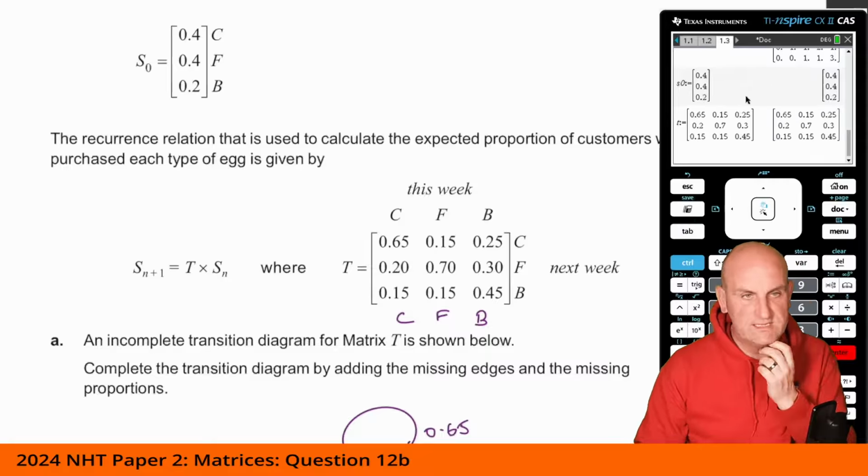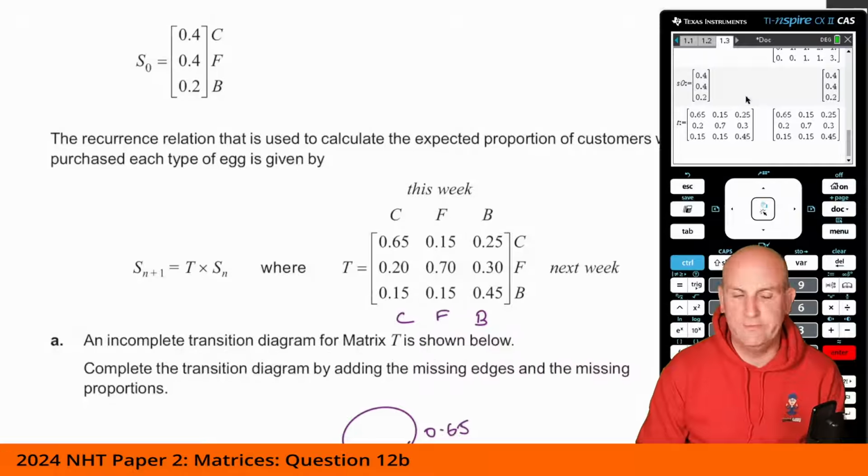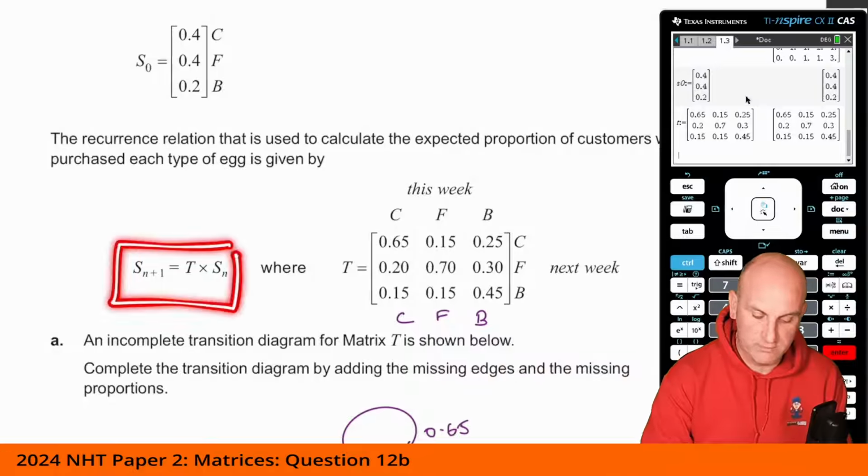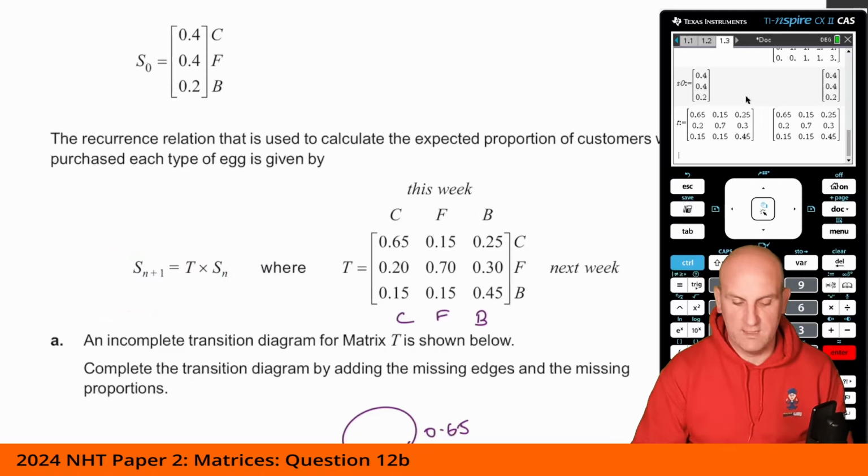Now, I always check these because I've made mistakes before, and I don't want to do it again. 0.65, 0.15, 0.25, 0.2, 0.7, 0.3, 0.15, 0.15, and 0.45. Okie dokie. So it tells us to go from one state to the next, you'd pre-multiply S by T.